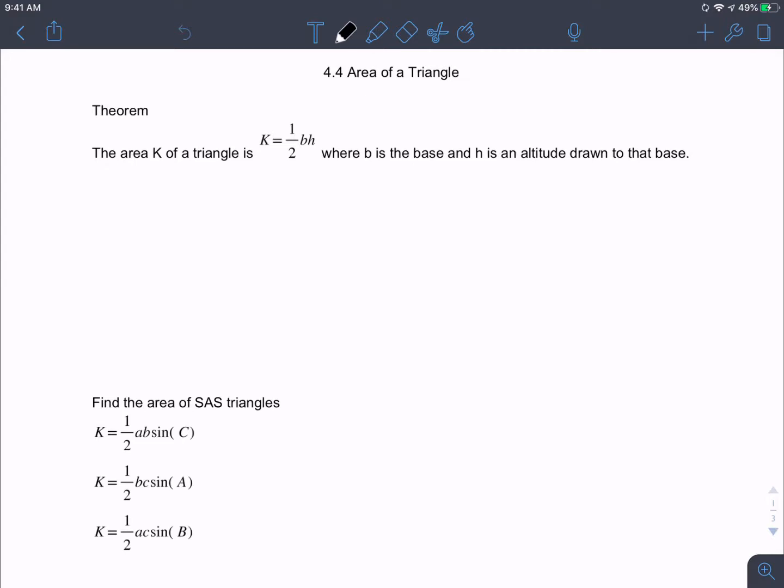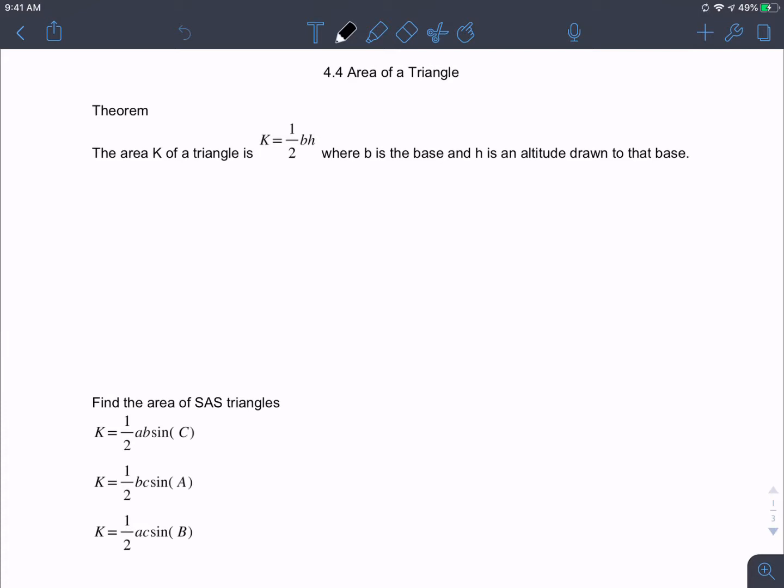Hello class, today we're going to go over section 4.4. It's area of a triangle. This should be review for a lot of you, but I'm going to actually manipulate it so that we can understand this using trigonometry. And so the first thing I'm going to do is use a triangle.